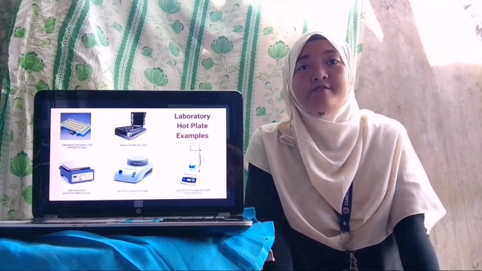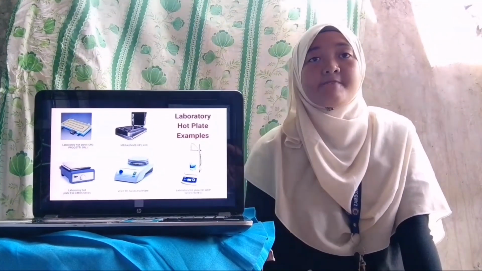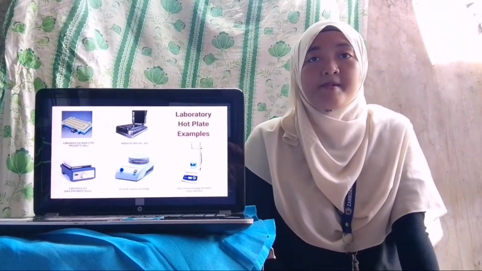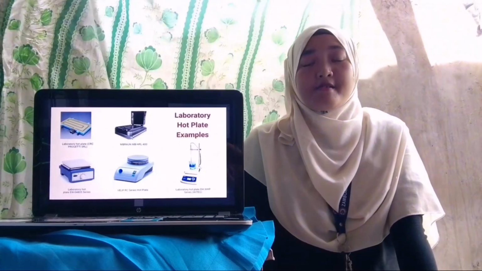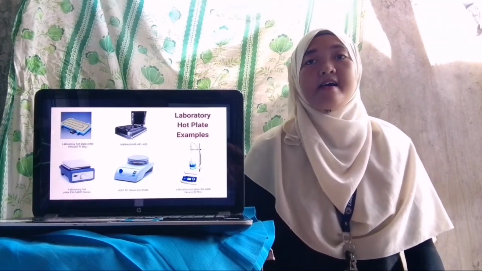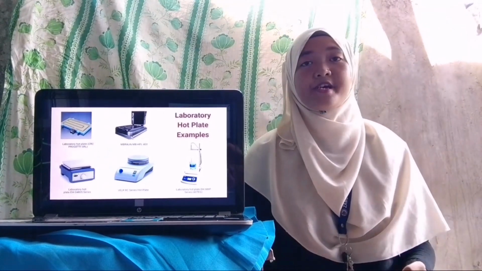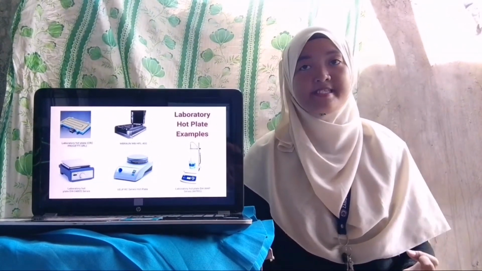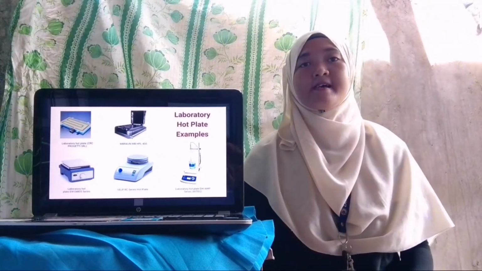Let's proceed to the use of hot plates in microbiology. Number one is making agar media and biochemical media. Hot plates are used in microbiological laboratories to make agar media and biochemical media. This is an essential step in the process of detecting, culturing, and identifying microorganisms like bacteria, fungi, viruses, etc.